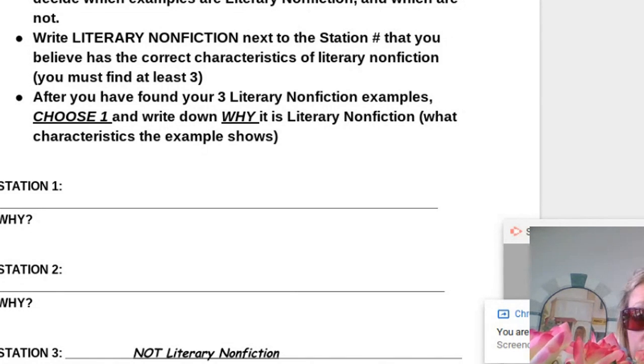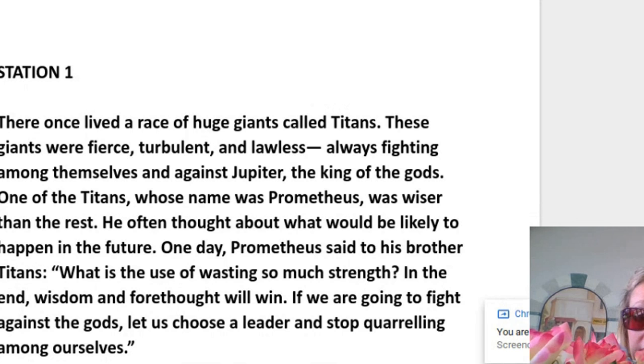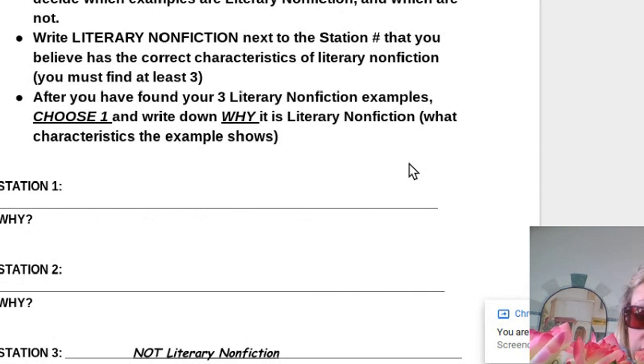Let's go to station 1. Everybody look at station 1 text. It talks about there once lived a race of huge giants called Titans. All right. So in case you didn't know, this is not literary nonfiction. And the reason why? Because literary nonfiction does not talk about imaginary creatures like giants and gods. So station 1 is not literary nonfiction.